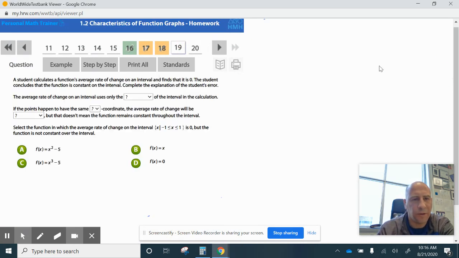All right, 19. A student calculates a function's average rate of change on an interval and finds that it's 0. The student concludes that the function is constant on the interval. Complete the explanation of the student's error. The average rate of change on an interval uses only the... Let's try endpoints.